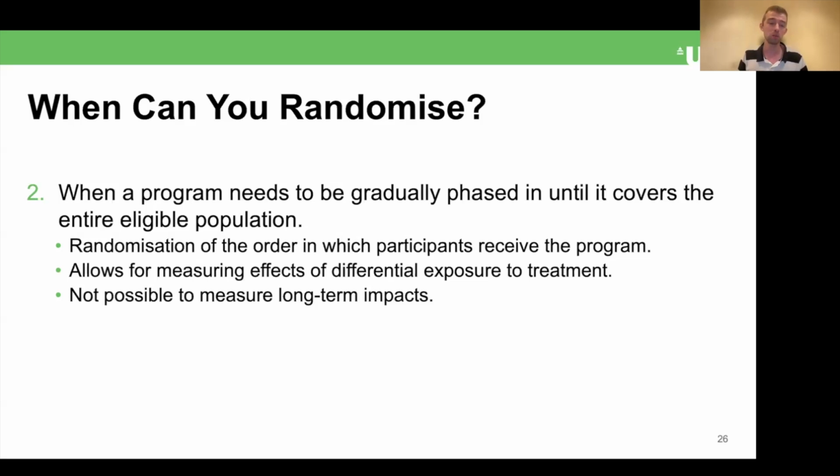Now then we can randomize the order in which the participants are receiving the program. This would allow us to measure the effect of the differential exposure to the treatment. So those that are initially treated, we can measure the impact and compare that with those that are not initially treated before they are receiving the treatment. However, in this scenario, it's not possible to measure any long-term effect of any program that we would be evaluating.